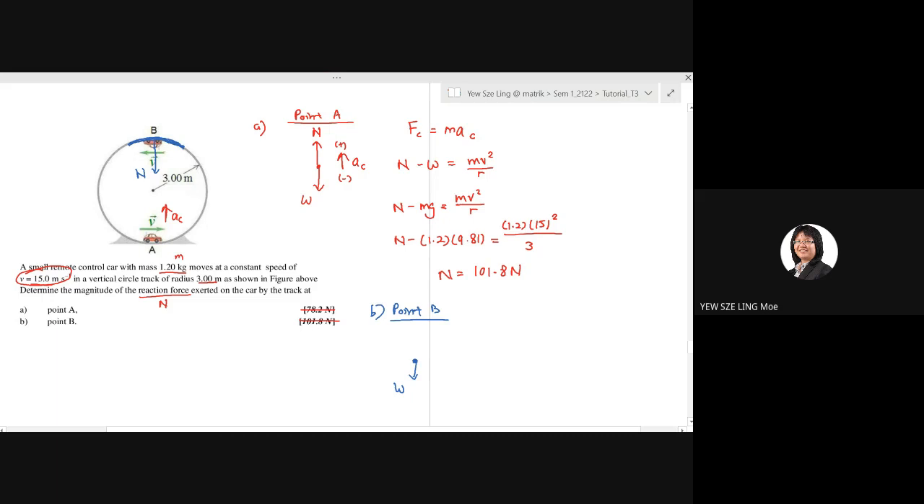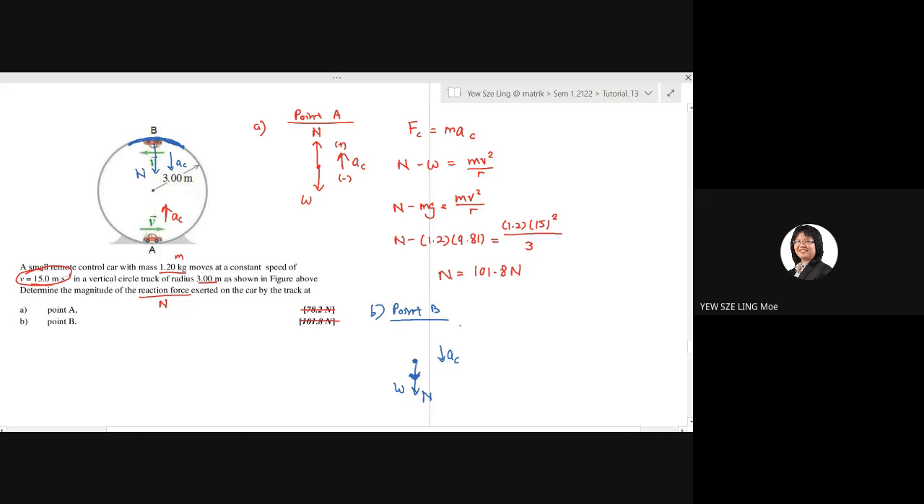So if it is perpendicular to the track, then it means it's going down. So for point B, for the object at point B, your N is also going downwards. So you have two vectors that are going down, one W and one N. And obviously, when it's at point B, your AC is going down as well. So AC is going downwards.